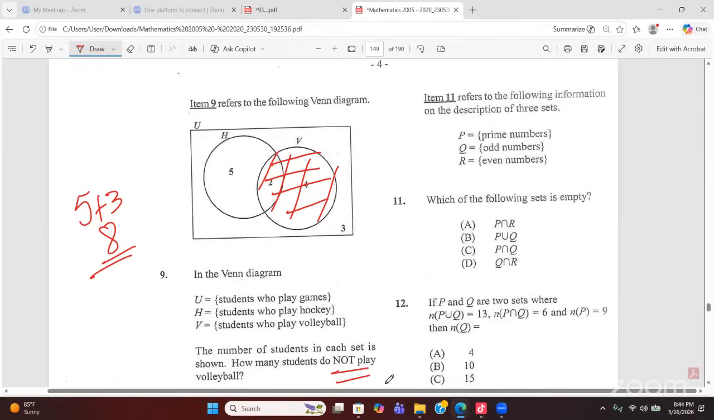One man typed in the answer 5 times. But anyway, the answer has to be D because there is no even number that is odd. So this set is empty. There's no even number that is odd, so that set is empty.